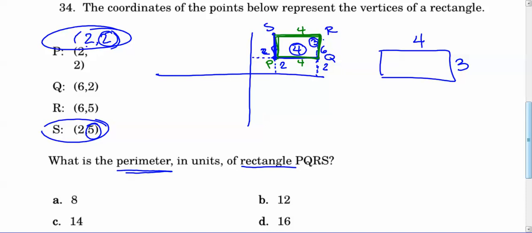So I'm sure 12 is on here, right? It says what is the perimeter in units, because a lot of kids are going to go, oh, we just learned how to find area, I'm going to multiply the two. But again, perimeter means distance around the outside. And we know opposite sides of a rectangle are equal. So we have 3 plus 4 plus 3 plus 4. So 7 plus 7. Your answer is choice C, 14.